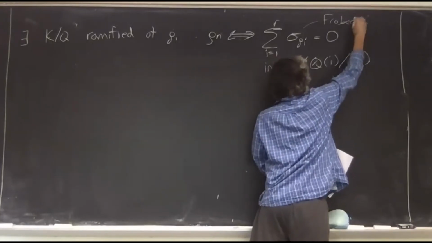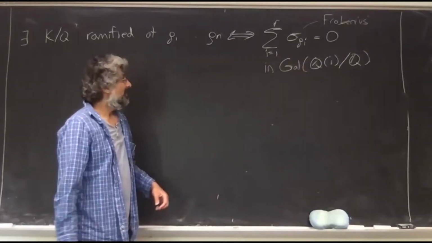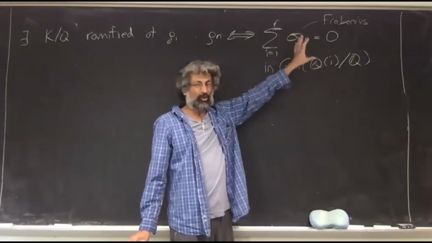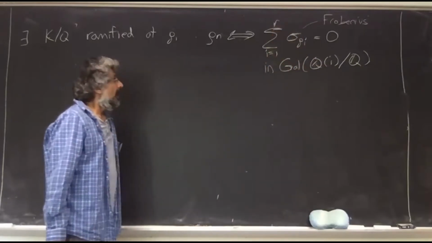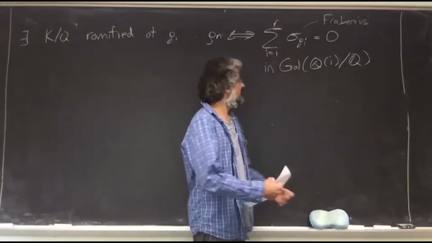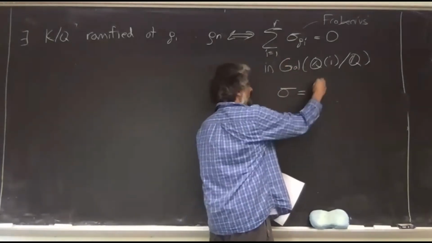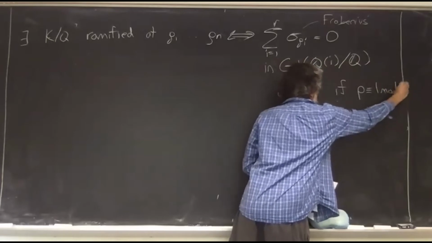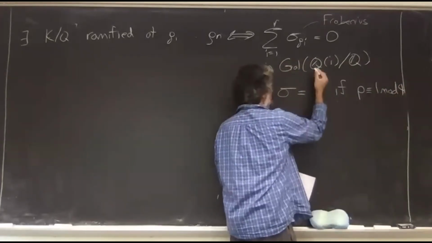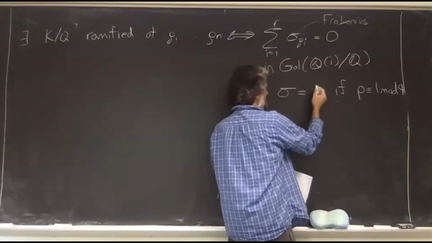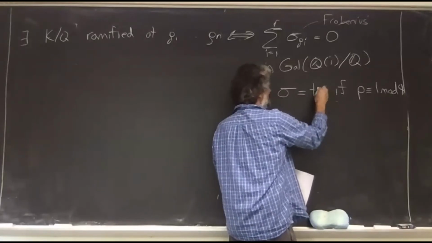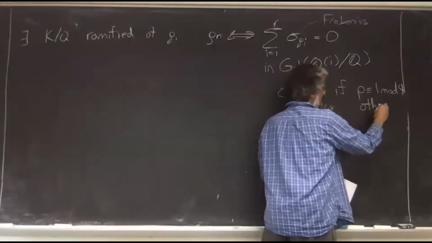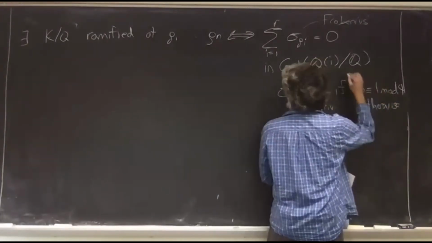So right away, we're understanding a little bit about the Tame case, because this extension is ramified at 2, so it wouldn't make sense to talk about Frobenius. It's also ramified at infinity, but infinity is a little funny. And what's happening here is the Frobenius in this extension, sigma, equals trivial if P is 1 mod 4, and non-trivial otherwise, so for P that are 3 mod 4.